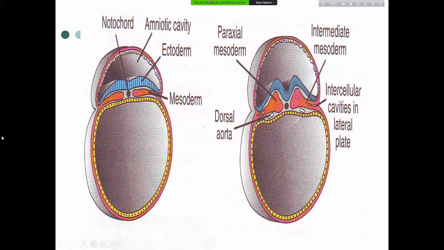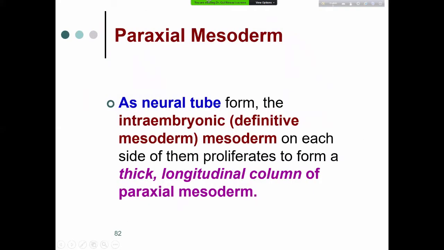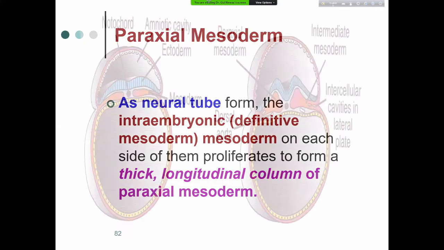Okay. Look here, this is ectoderm, the red one is the mesoderm, and here is the endoderm. This is the yolk sac, this is the amniotic cavity. So here is the notochord. When the neural tube is forming, the mesoderm thickens here, near the axis, and they form the paraxial mesoderm. So as the neural tube forms, the intraembryonic mesoderm on each side proliferates to form a thick longitudinal column of paraxial mesoderm.